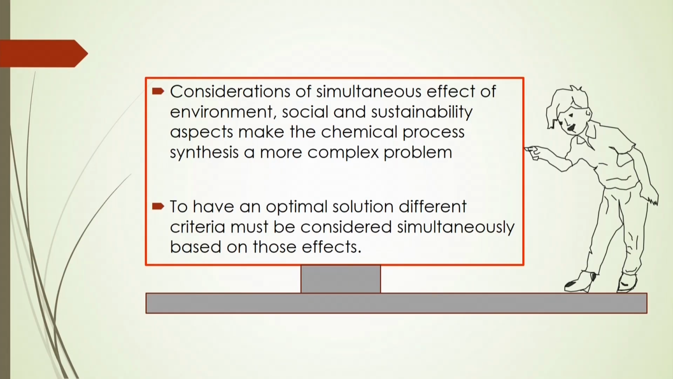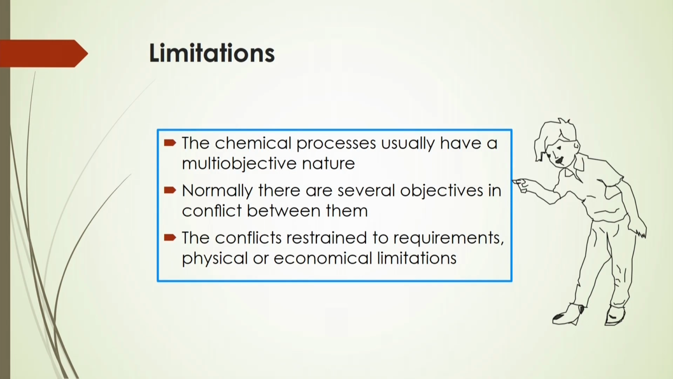That means there are several variables that affect the objective functions. So, those objective functions are to be considered based on those effects. Now, what are the limitations of optimization problems? In that case, chemical processes generally have a multi-objective nature, and normally there are several objectives in conflict between them. So, those conflicts restrain requirements, physical or economical limitations.